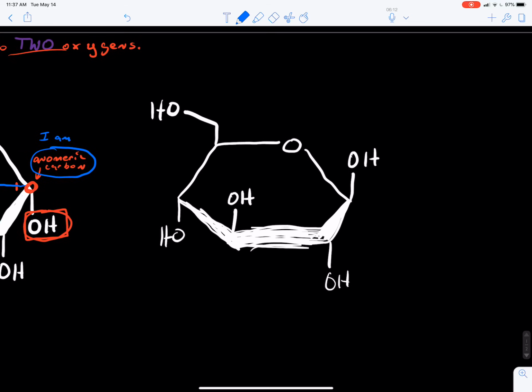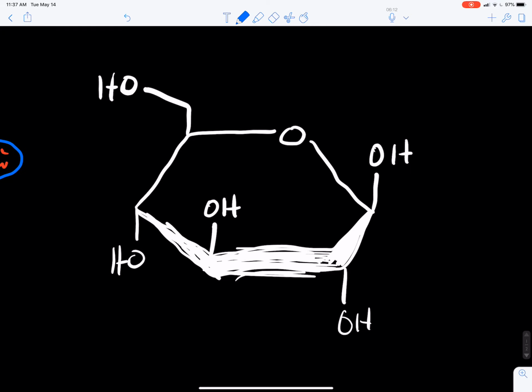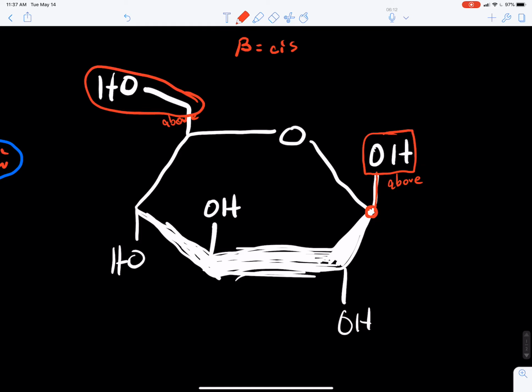Okay, let's try another one. Let's do a couple. First we want to determine where the anomeric carbon is. In this case, the anomeric carbon is here. We circle our two substituents that we're concerned with, this one, and then we look for the acyclic group here. The first one is above the ring, and this one is also above the ring, so they have a cis relationship. Remember, if they are trans, it's an alpha sugar. If they are cis, it's a beta sugar. So this one is a beta sugar because they are cis.